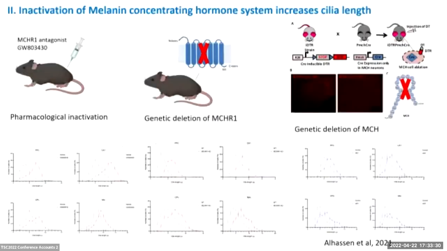On the other hand, we asked, what happens if we inactivate the system? By using either antagonists of the receptors, or knockout mice of the receptors, or knockout of the peptide itself, we found the opposite. Cilia length really increases when we inactivate the system, either pharmacologically or genetically. But then what's the implication of cilia and its length in cognitive function?